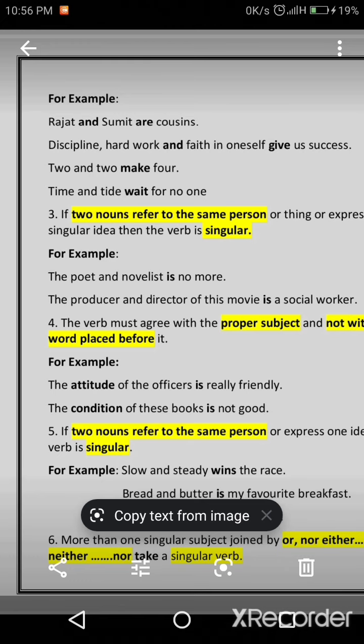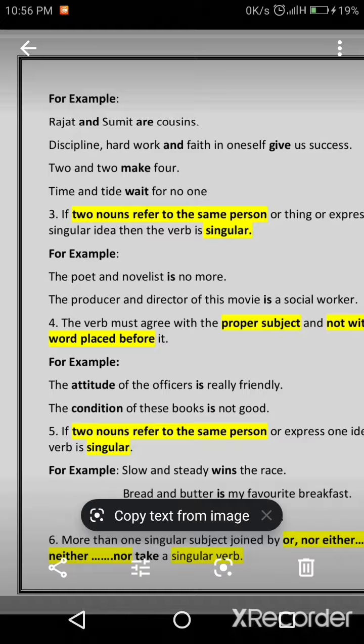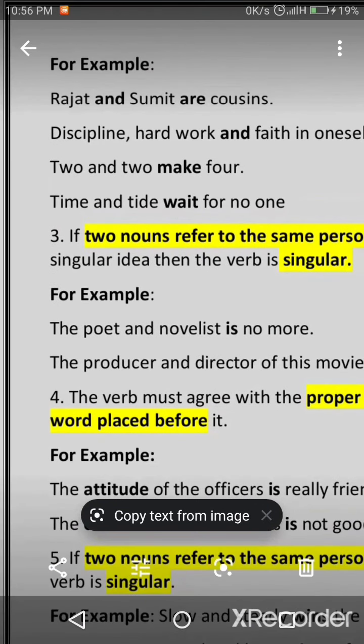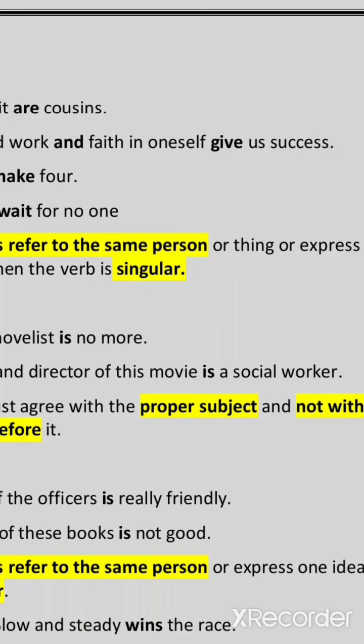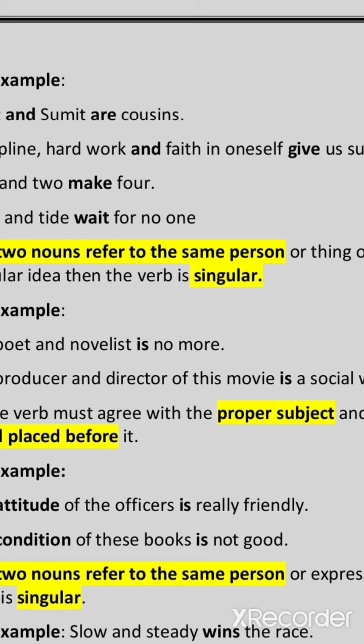Now let us see a few more examples. Rajat and Sumit are cousins. So Rajat and Sumit, they are two, so the verb are is used, plural verb. Discipline, hard work, and faith in oneself give us success. Now, see here, three things are there: discipline, hard work, and faith. Give, plural verb is used.